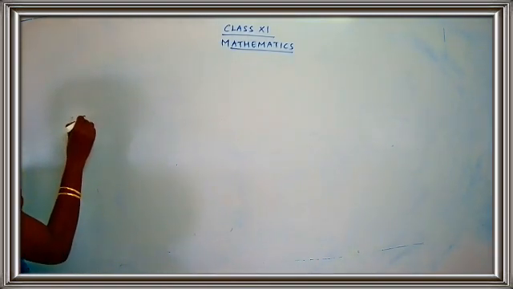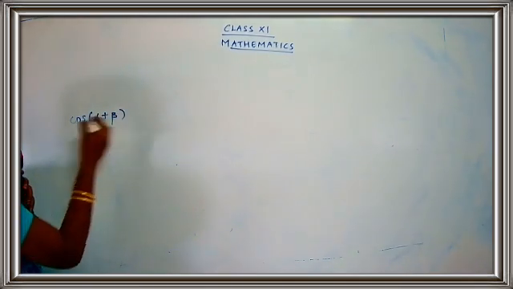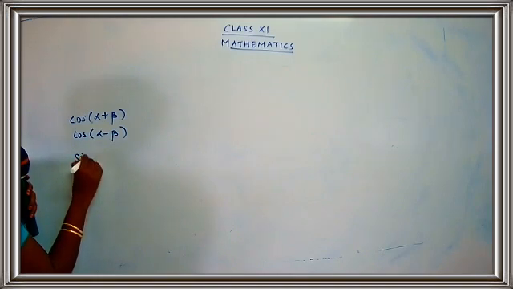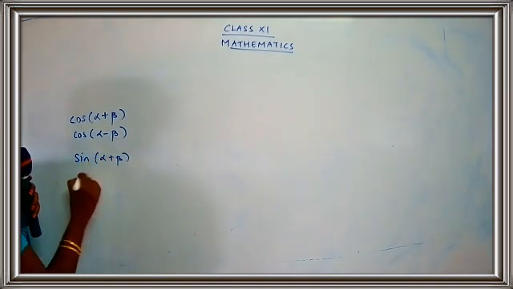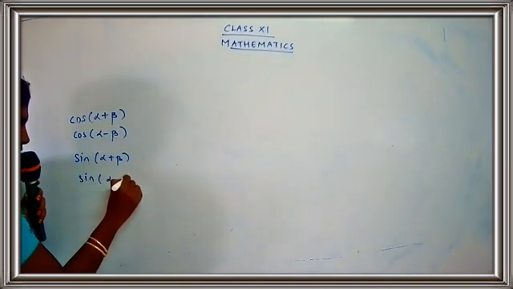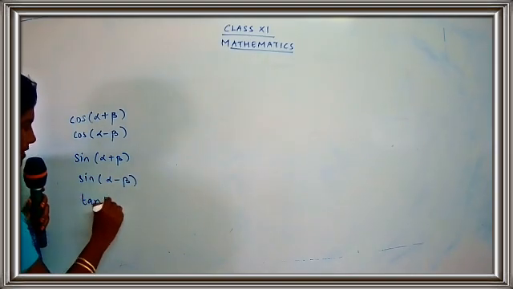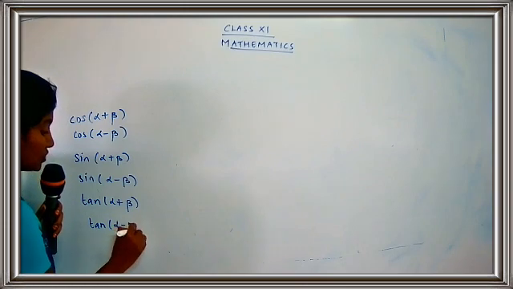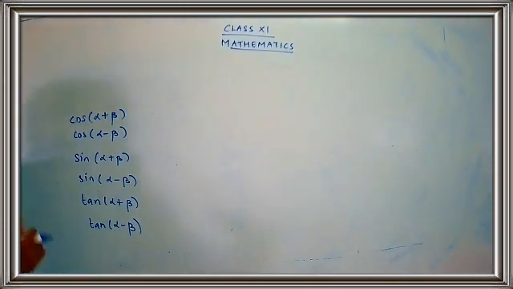It was cos alpha plus beta. Then you had cos alpha minus beta. Then we had sine alpha plus beta, sine alpha minus beta, tan alpha plus beta, and also tan alpha minus beta. So we were just using these identities for our exercise 3.4.